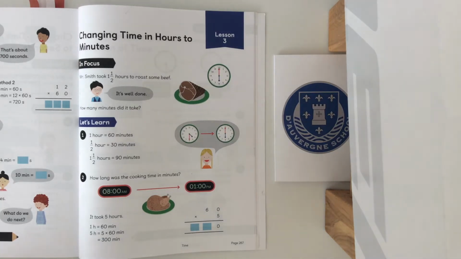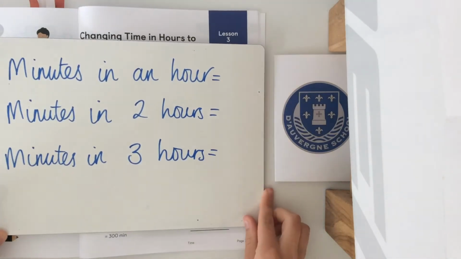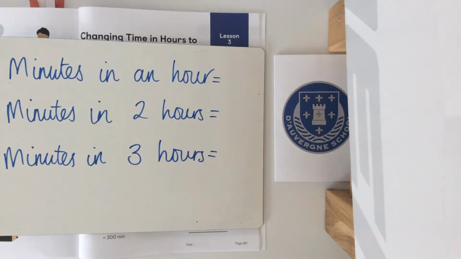Hi Devon. Today we're going to be learning about how to change time in hours to minutes. We're on lesson 3, chapter 7. So to begin with, I would like you to think about how many minutes are in an hour, how many minutes are in 2 hours, and how many minutes are in 3 hours. So pause the video here whilst you give that a go.